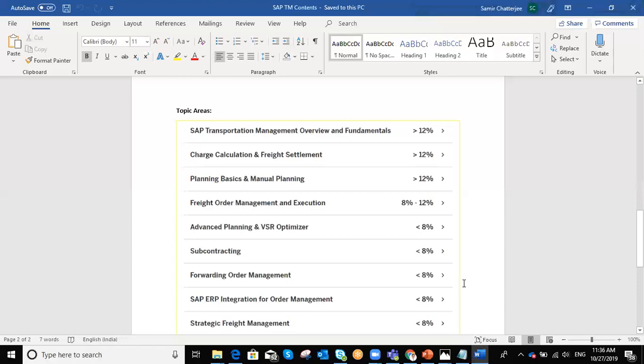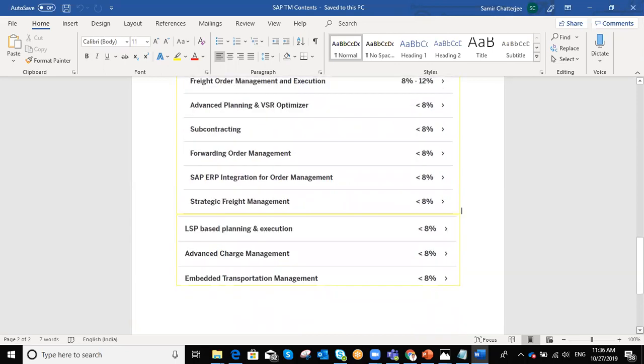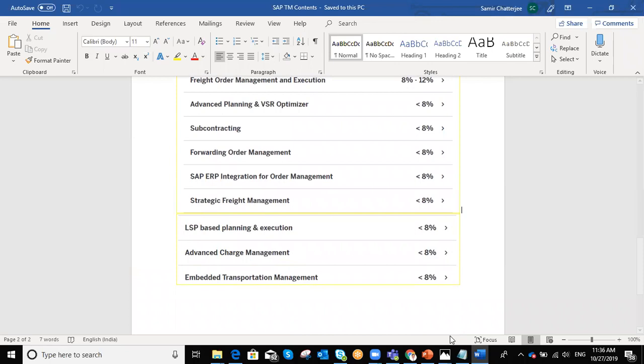The last three have the least weightage, but they are also very important to get the required marks in the certification exam, like LSP based planning. LSP means logistics service provider. Logistics service providers are basically like the carrier agents. They are the carriers we use in SAP TM for the TM processes, and they also have their own planning and execution systems.